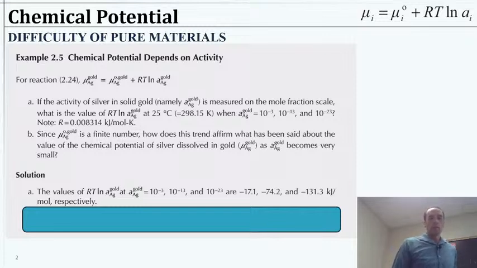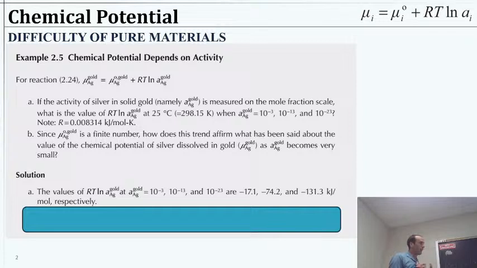Okay, so each of these, we should get -17, -74, -131 kilojoules per mole for each piece. And it makes sense if we stop and think about when we put in the natural log of a very small number, the smaller that number gets, the larger and more negative the result is for that natural log. Because e to the what equals something very small? It has to be a large negative number.